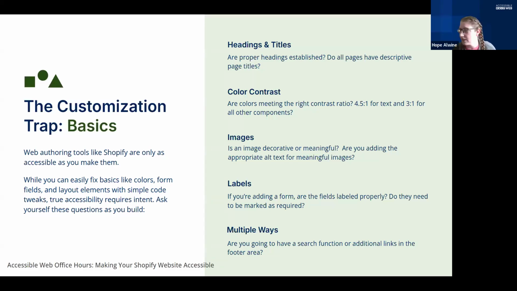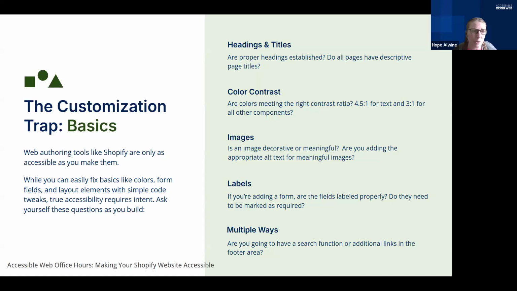Moving on to our next concept of images. So is an image decorative or meaningful? Are you adding the appropriate alt text for meaningful images? Shopify does have a lot of features when it comes to images, and adding alt text is easily done. It does allow you to create carousels with proper controls, but tread carefully. Use our Accessible Web Chrome extension to help run tests to ensure it's communicating its name, role, and value, not just for the carousel, but each slide as well.